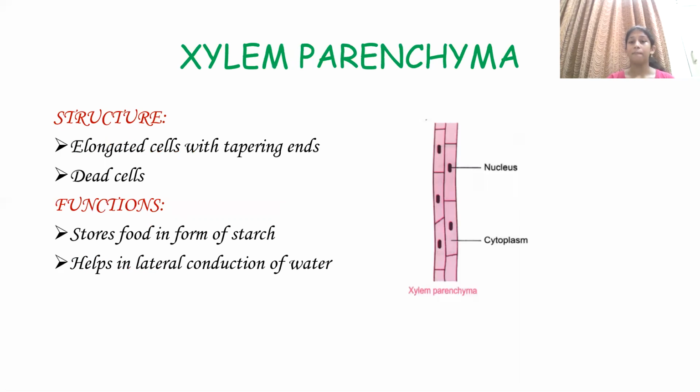Coming to xylem parenchyma. So what is this xylem parenchyma? These are elongated cells with tapering ends. Where had we learned about tapering ends? Yes, exactly. We had learned in tracheids. So these are also made up of dead cells. And the function of xylem parenchyma is it stores food in the form of starch. It helps in lateral conduction of water.